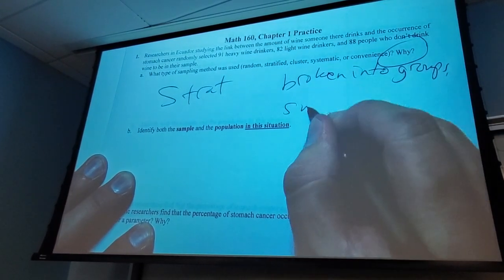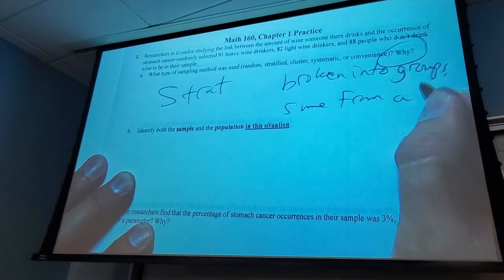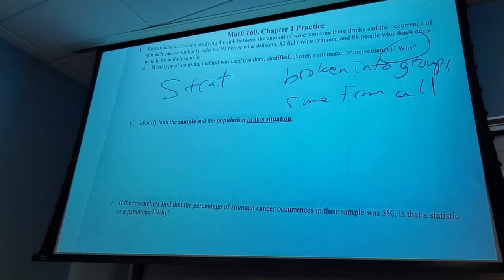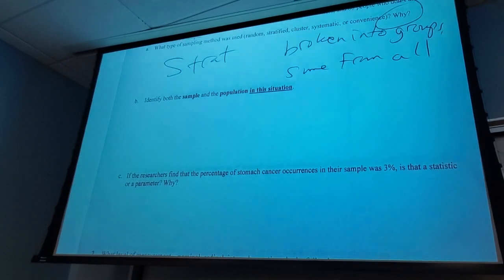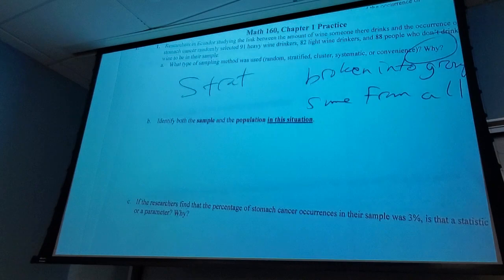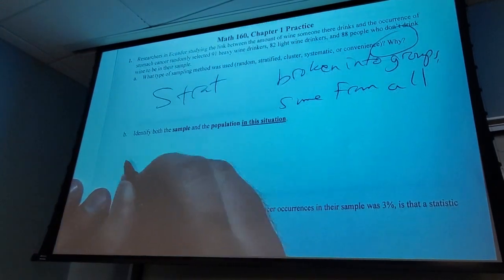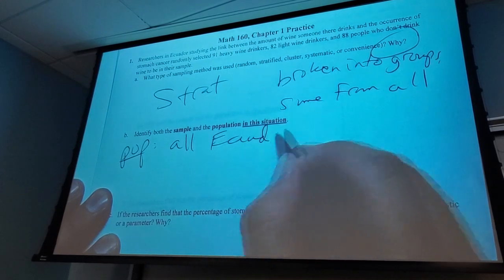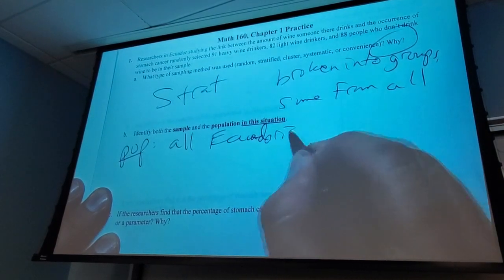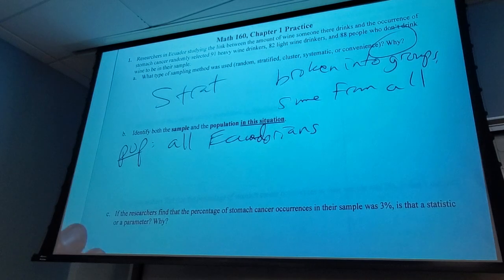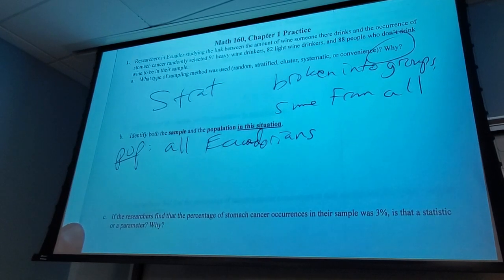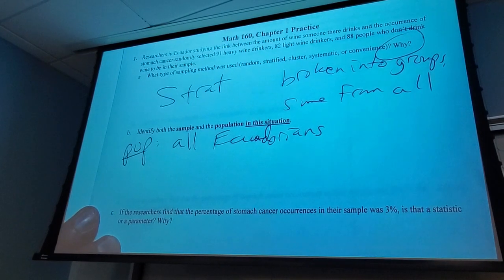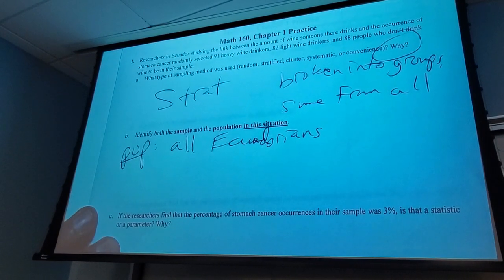And then we took some from all groups. Is that okay? Maybe? What's the population here? I like it. All Ecuadorians. Anybody from Ecuador? I'm pretty sure it's Ecuadorian. That's how you say it. Did you say that all Ecuadorians of drinking age?